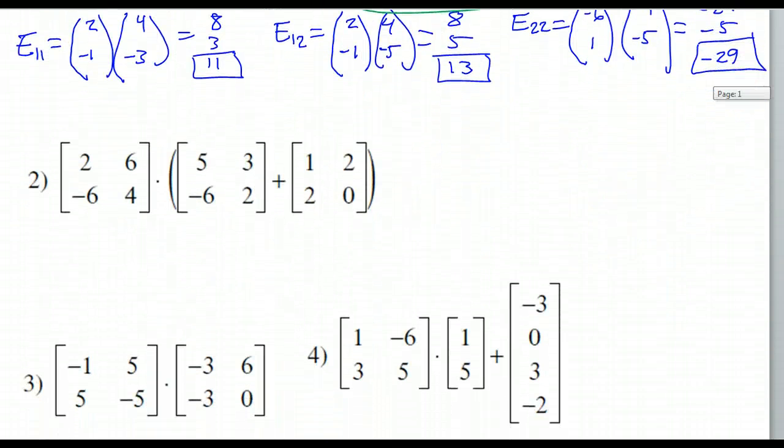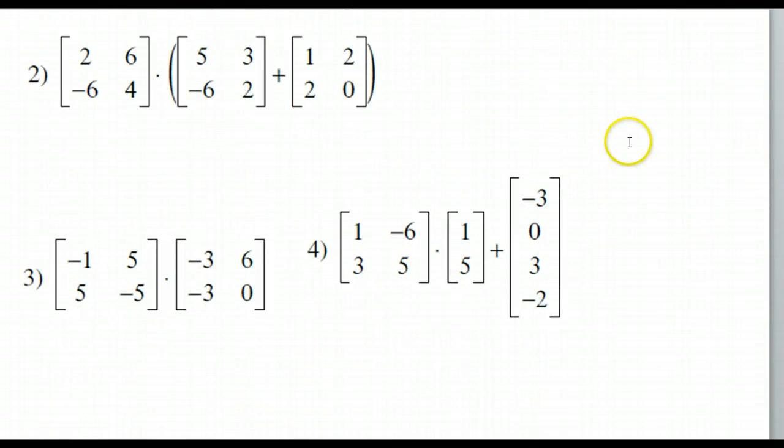Okay, let's move on to problem number 2. Man, I got 3 matrices to deal with. But we're going to follow the order of operations, sort of like you normally would. So you see these parentheses. That tells you that we need to add this first.